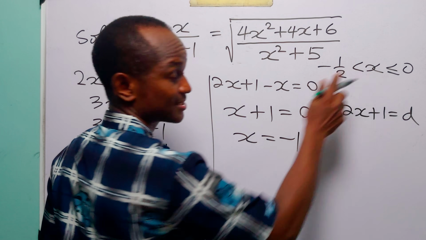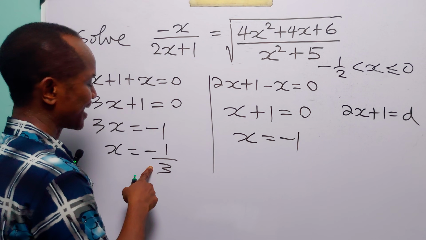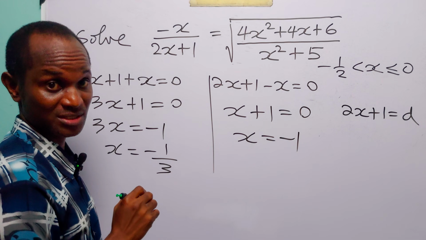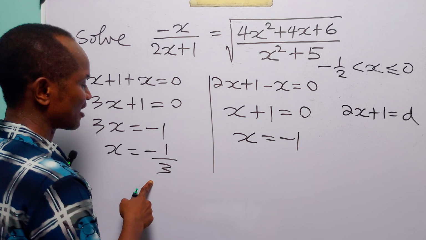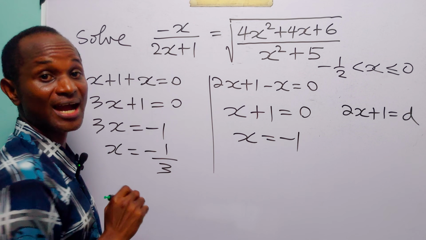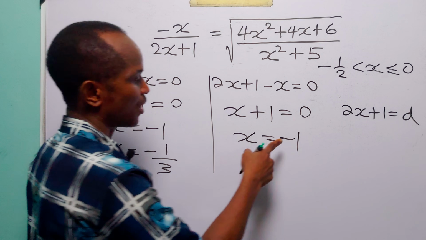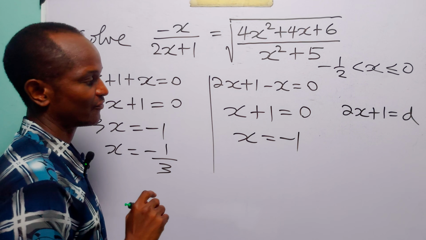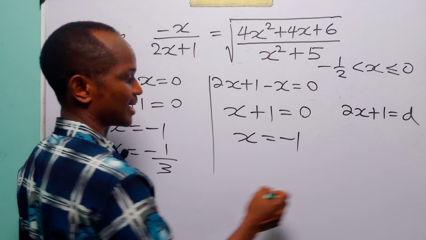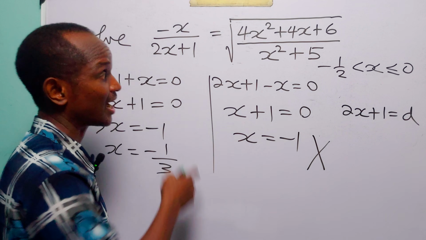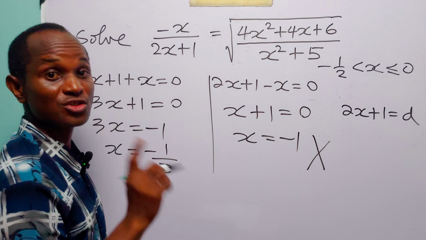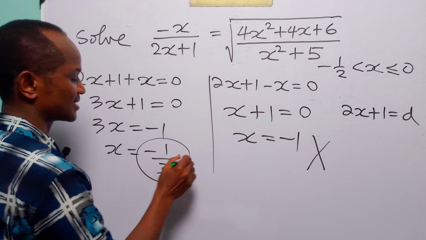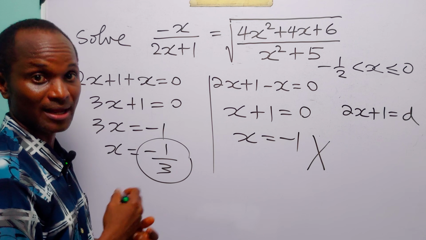Now we go back to this condition. Minus 1 over 3 is greater than minus 1 over 2. So this value of x satisfies this equation. Minus 1 is less than minus half. So this value of x does not satisfy this equation. So the only value of x that satisfies this radical equation is x equal to minus 1 over 3.